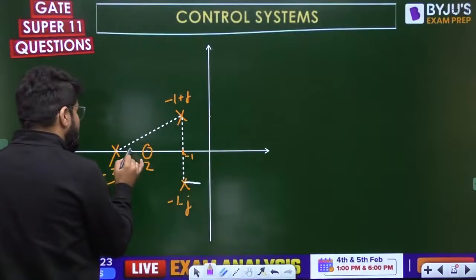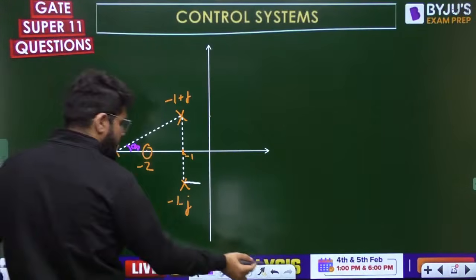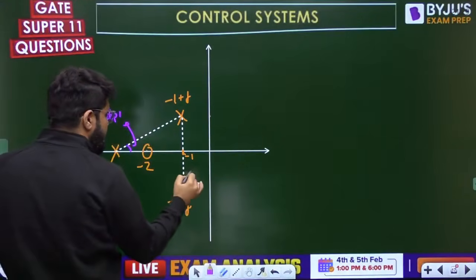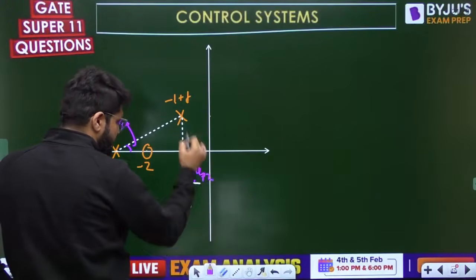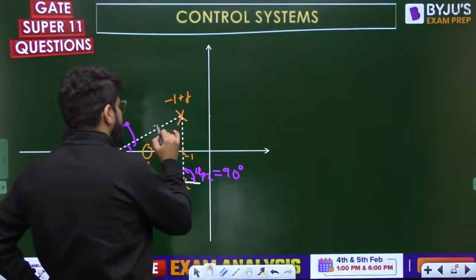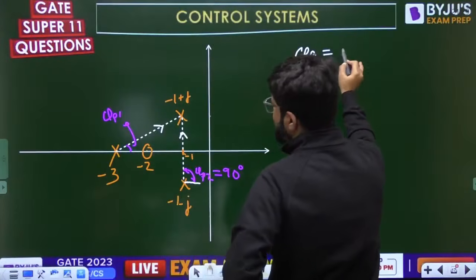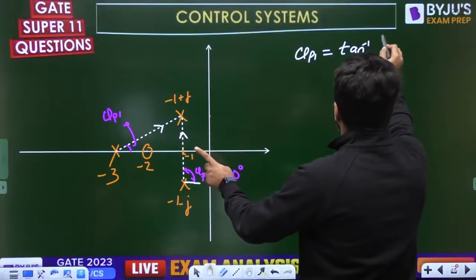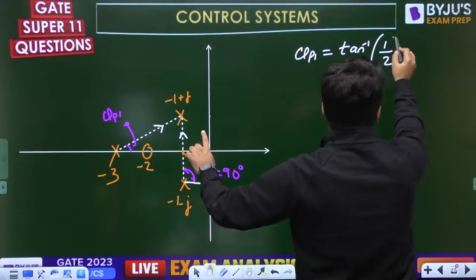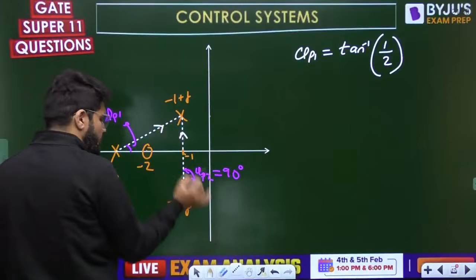Okay, so let's say this is the pole P1. So let's say this angle is phi P1, and this angle with the other pole, because it is conjugate, it is making a vertical line. So phi P2 is 90 degree because it's a perpendicular line. Okay, so the only thing is, what is the value of phi P1? Phi P1, internal angle of a triangle, trigonometry se aa jayega, tan inverse the height, that is 1, divided by the base, -3 se -1, base is 2, so tan inverse half. Let it be like this, baad mein solve karte hain. Okay, now join this with respect to the 0 as well.